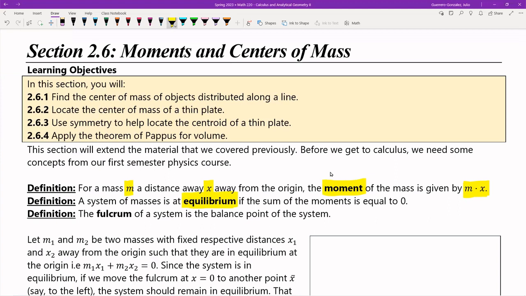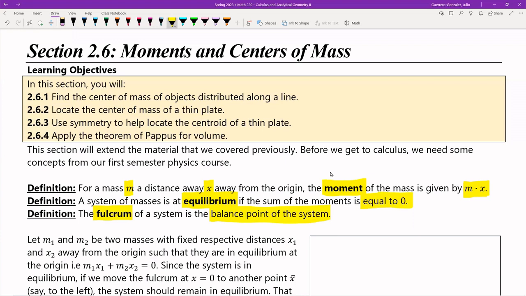What we mean by that is that it is balanced. If you have this system that's perfectly balanced, it's not teeter-tottering in any direction. We say that it is in equilibrium if the sum of the moments is equal to zero. So if we add up all these moments and they add up to zero, then our system is fully balanced. We say that it's at equilibrium. And it is at equilibrium over the fulcrum point, or the balance point of the system.